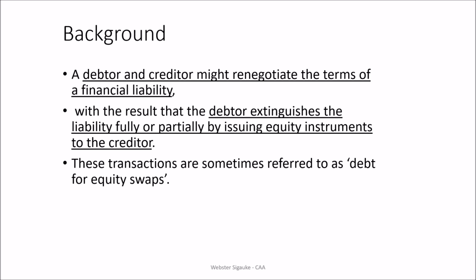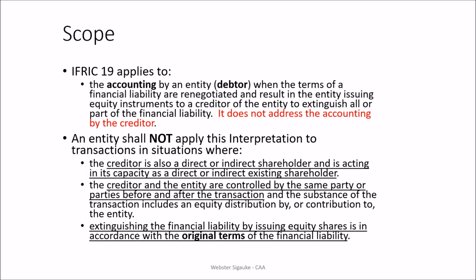A debtor and creditor might renegotiate the terms of a financial liability, with the result that the debtor extinguishes the liability fully or partially by issuing equity instruments, right? These transactions are also known as debt for equity swaps. So you need to know what IFRIC 19 applies to.